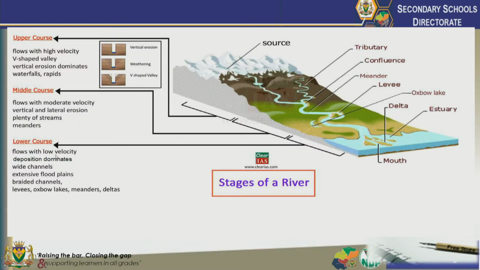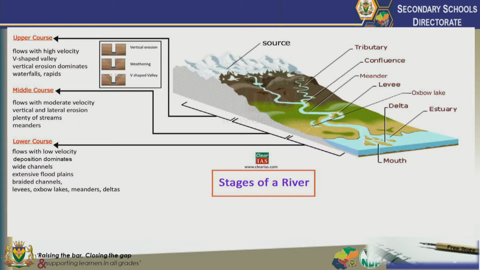But in the lower course, what is it that you expect to find? Well, now there is low velocity, and the fluvial process that's dominant there in the lower course is deposition. You expect to find meanders are still there, braided streams or braided channels, levees, oxbow lakes, and deltas. These are the landforms that we're going to discuss today in our lesson. That's very important to know, where do we find these landforms.